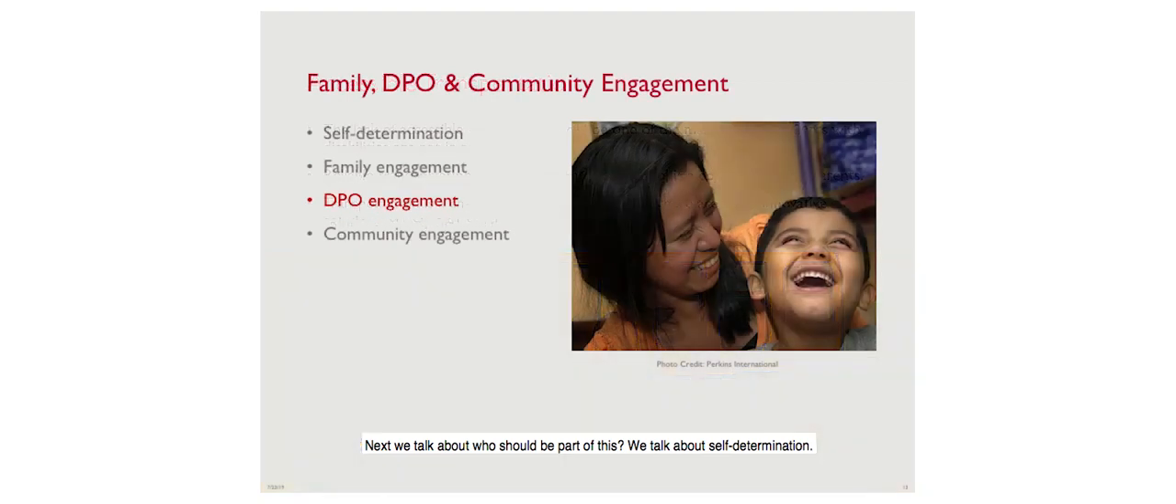The next slide, in this session of the toolkit, we talk about who should be a part of this. We talk about self-determination, a term that means that children with disabilities are active participants in their own education. We talk about family engagement, and you'll note here we use the word family and not parents because it can be siblings, it can be grandparents. Families can be very different in the countries in which we work.